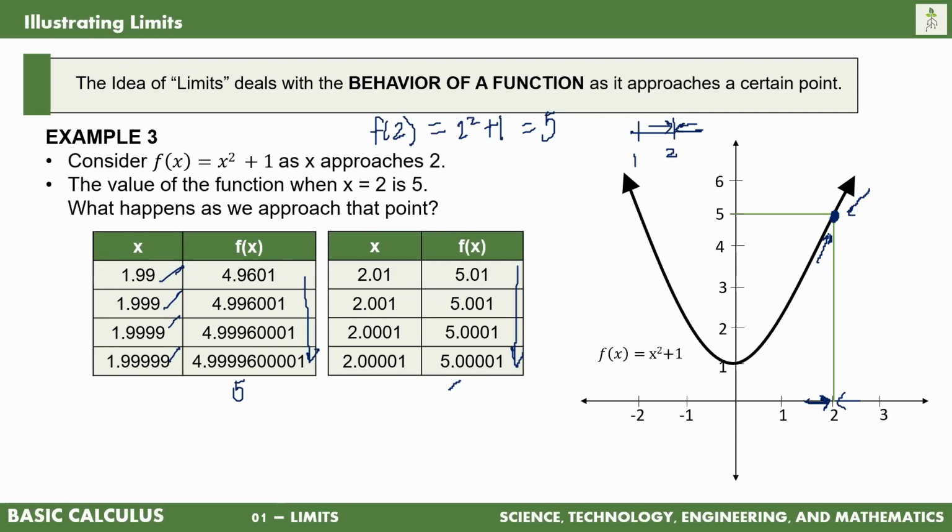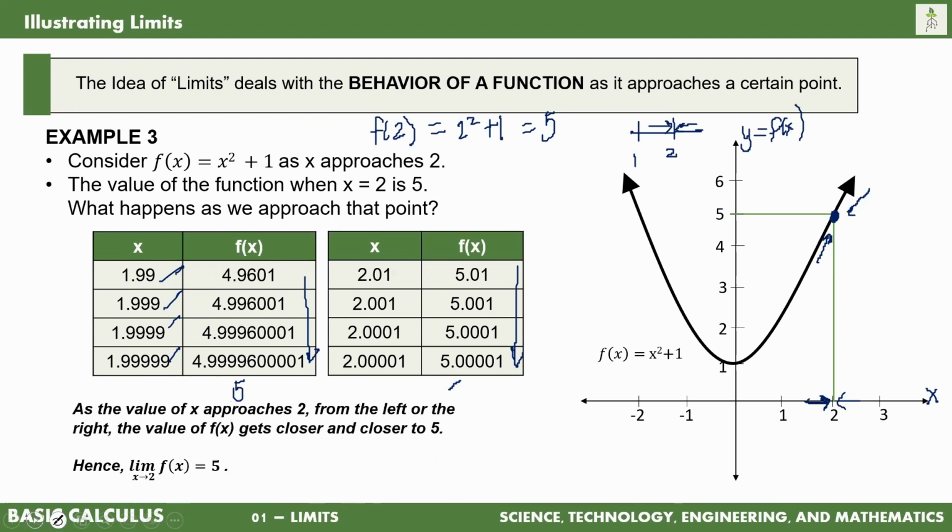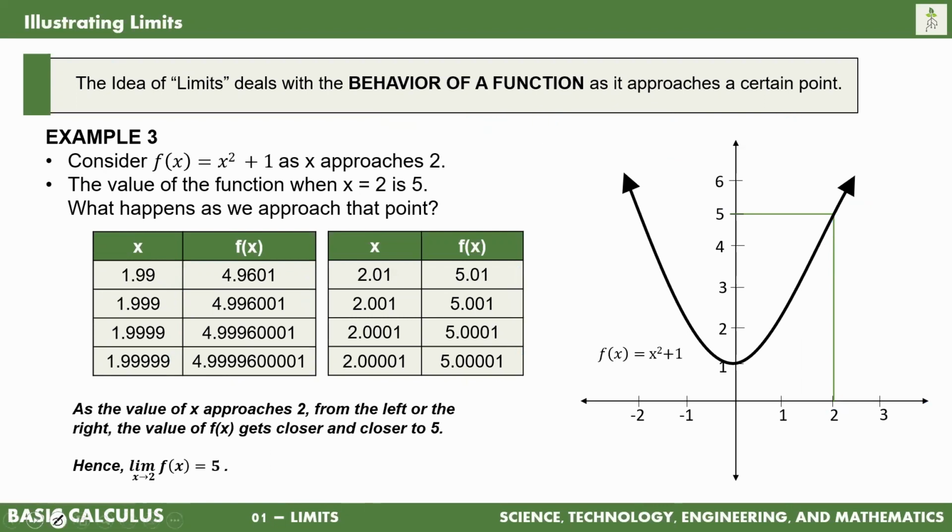Okay? So, para lang din malinaw, ito kasi yung x, ito yung y-axis, which is also f of x. Kaya habang lumalapit dito sa 2, saan siya lumalapit dito sa y-axis? Dito sa 5. So, from this, we can say na as the value of x approaches 2, from the left or from the right, the value of f of x gets closer and closer to 5. Hence, the limit of f of x as x approaches 2 is equal to 5. Okay, so yun yung mga basic examples nung behavior nung function around that specific point.